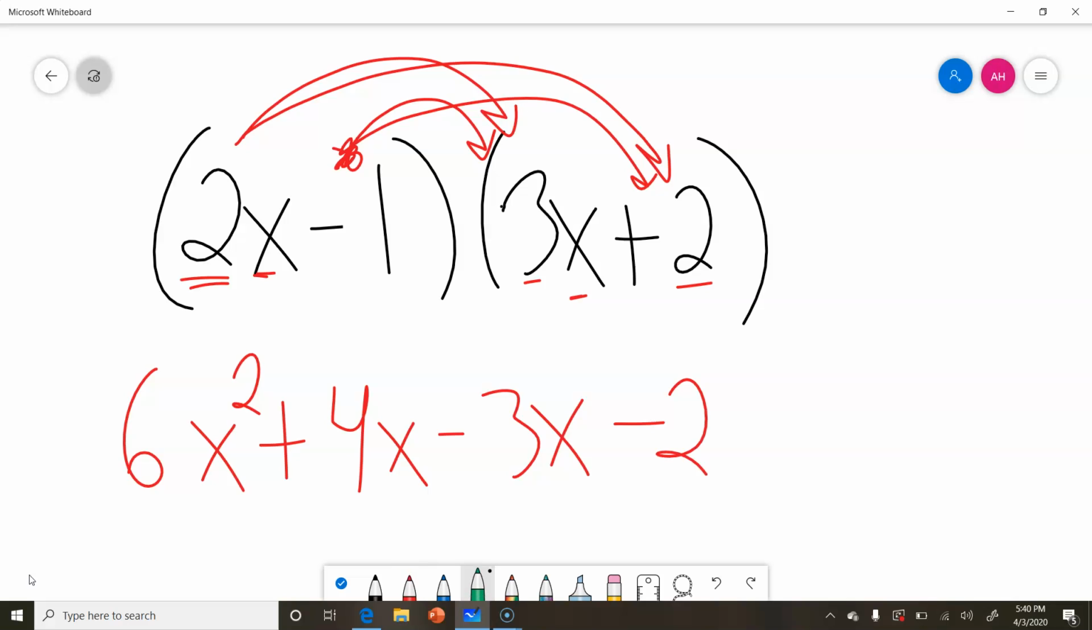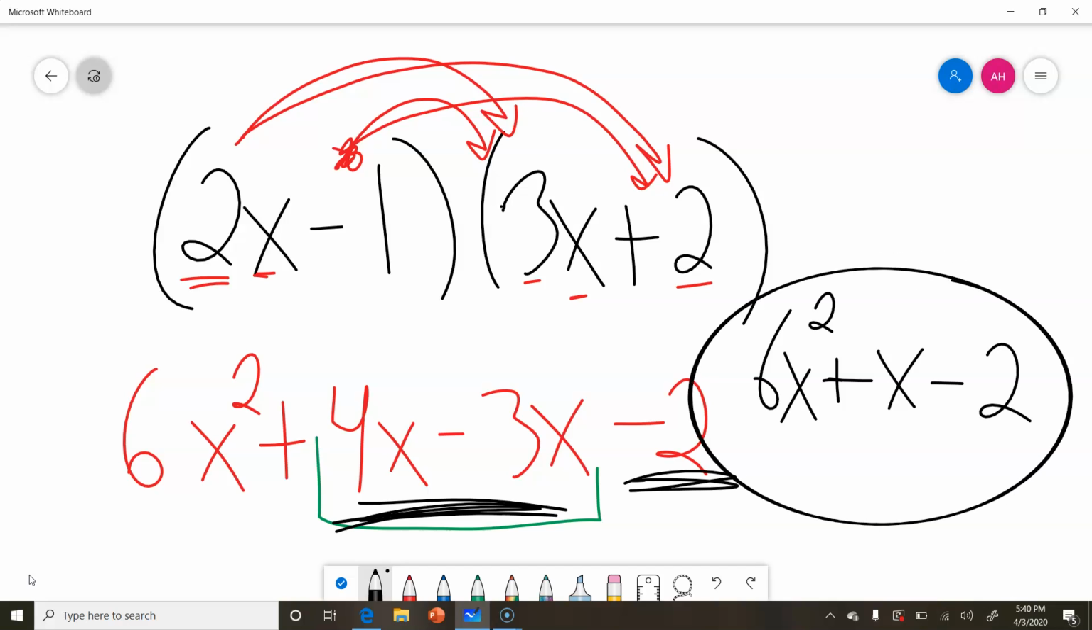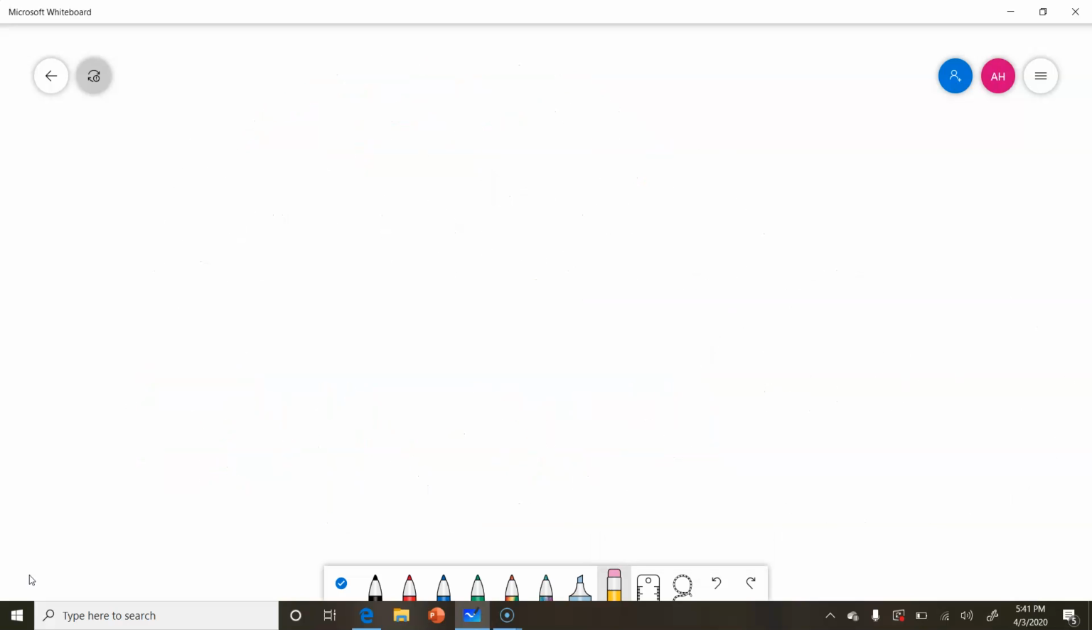Now again, we have like terms right here that need to be combined. So let's write our final answer. 6x squared. It doesn't change. Then 4 minus 3 is plus x, minus 2. This guy stays unchanged. There's our final answer: 6x squared plus x minus 2. Okay, I hope that makes sense. This is all review, but we have a lot of people confusing these on the homework.